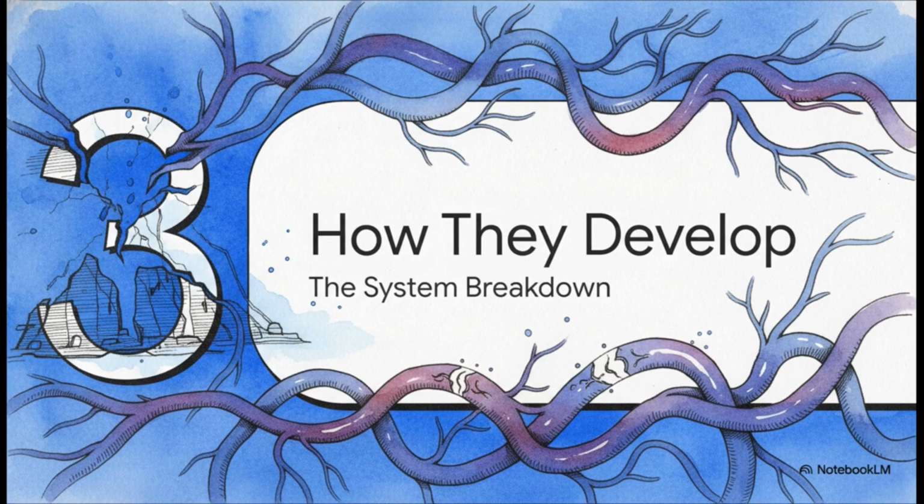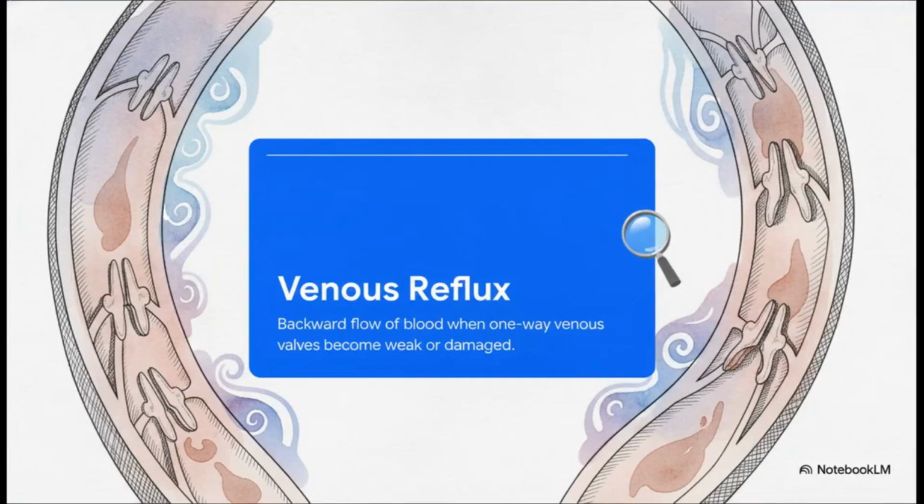Section 3. How they develop. The system breakdown. So what exactly happens when those gravity-defying mechanisms fail? Well, the crucial point here is venous reflux. This is the foundational trigger for everything we're discussing today.